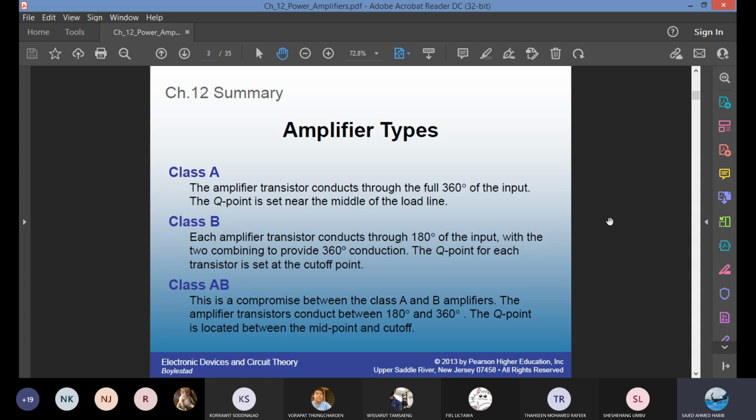Class AB is the third type. It is a bit of a compromise between A and B. It conducts more than 180 degrees in the output cycle. When you look at the waveform, the output goes for more than 180 degrees, but less than 360 degrees. The Q point will be in the middle of the midpoint of class A and the cutoff of class B. So it is in the lower portion. We can see some diagrams later on.